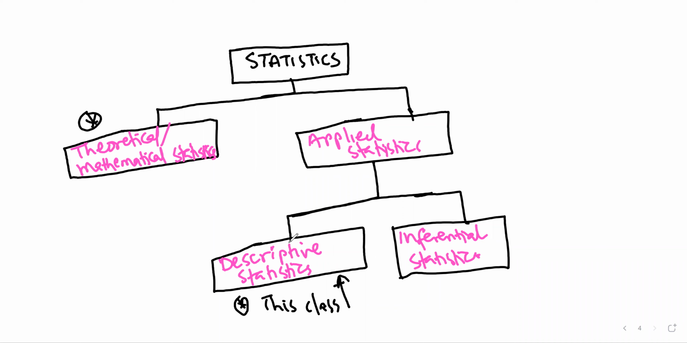Then from that sample data, we try to summarize it in the form of tables, graphs, diagrams, and so on, and also in the form of numerical summary measures. These numerical summary measures are the ones you saw in the course outline as measures of central tendency, measures of dispersion, measures of skewness, and so on. Then inferential statistics is at another level, and we will not be discussing it in this class.